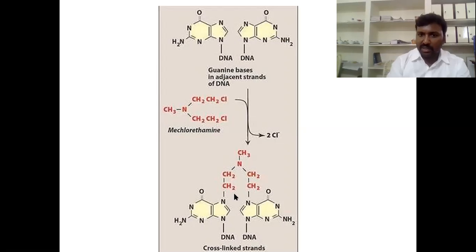So mechlorethamine is one of the alkylating agents. It binds, and when it is bound, the DNA base pairs are not formed. When the DNA base pairs are not formed, the DNA is not formed. So this is the main mechanism of action of the alkylating agents. When mechlorethamine loses the Cl minus in our body, it forms ions, and these ions easily bind to the DNA base pairs.